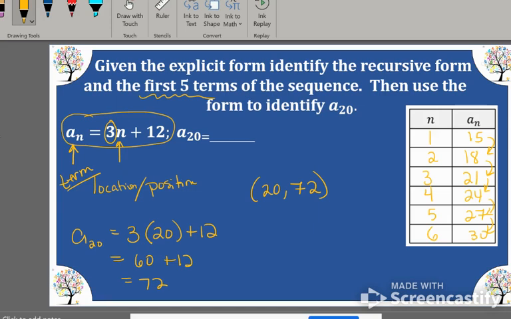So just remember that the n is like your x, that's the input, and our input values, our domain, are always 1, 2, 3, 4, 5, 6, and so on. So you plug in a position that you want to find to get out that term value.